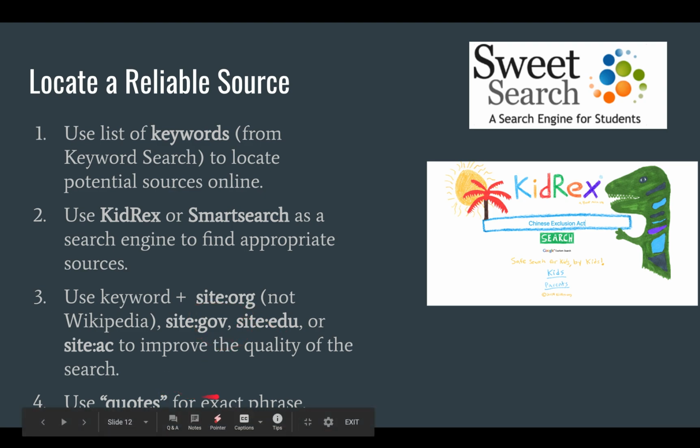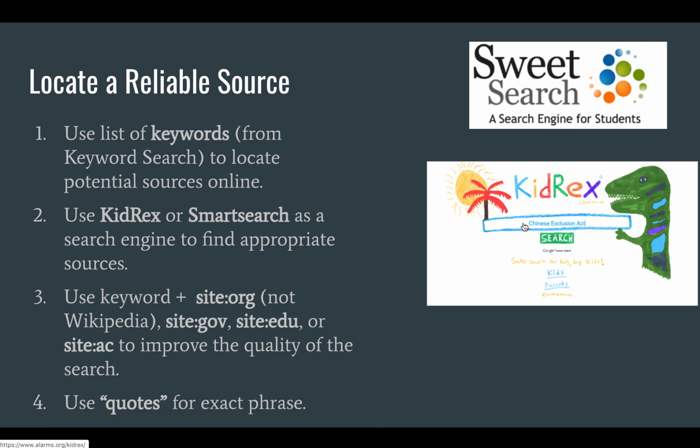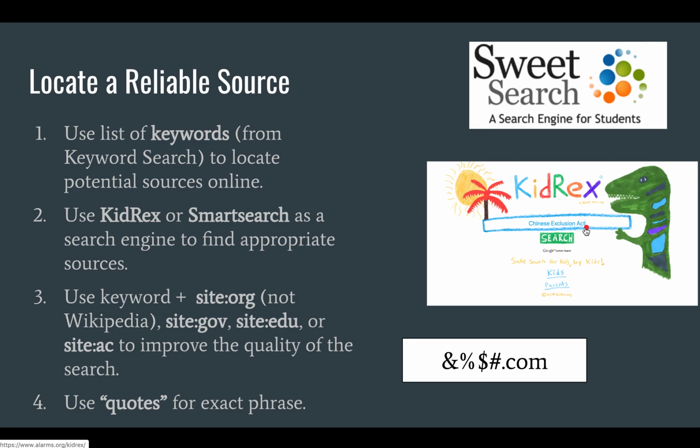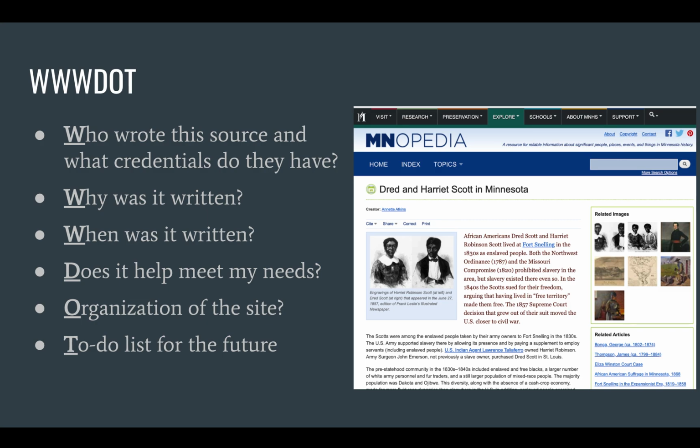And then put quotes around the exact phrase. Like this one says Chinese Exclusion Act. You would put quotes around that phrase, and that means it's going to find that exact phrase, Chinese Exclusion Act, as it appears, all 3 words together. And just another plug here. Try to avoid using .coms. They're there to sell you something, so the information might be biased.